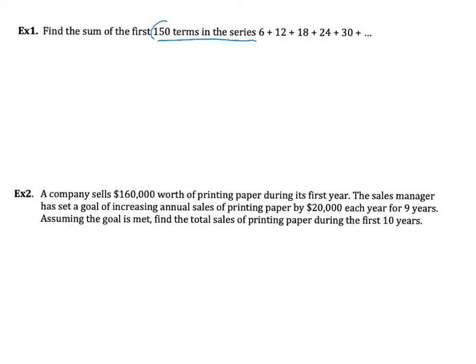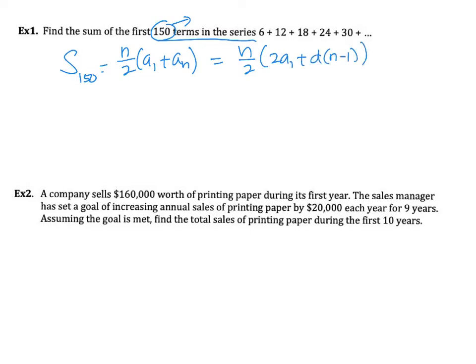So we want to find the sum of the first 150 terms. We could either use this formula, or we could use the second formula, which is 2a sub 1 plus the common difference times n minus 1.